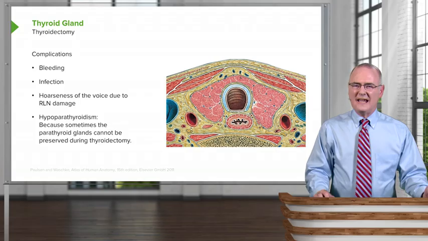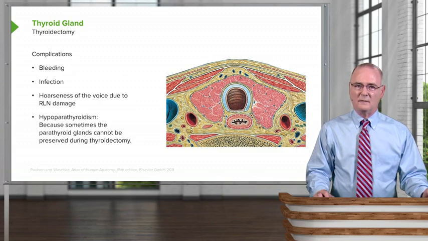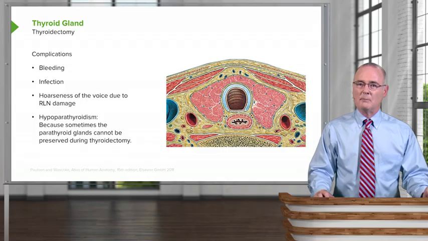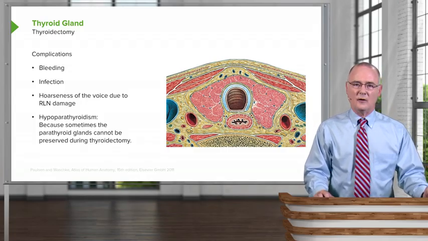The last complication to highlight for your information is that some patients can have hypoparathyroidism. This is due to not being able to adequately identify the parathyroid glands before the removal of the thyroid. And as a result, the parathyroids are also removed, and then you do not have enough functional parathyroid tissue remaining for them to carry out their function.